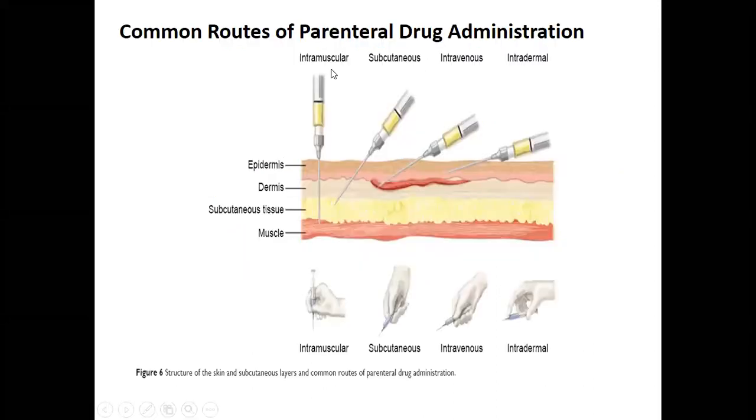Common routes of parenteral drug administration: when the injectable is administered into the muscle, it is called intramuscular. Then in subcutaneous tissue, it is called the subcutaneous route of administration. Then in a vein, it is called intravenous, and intradermal when it is administered into the skin.